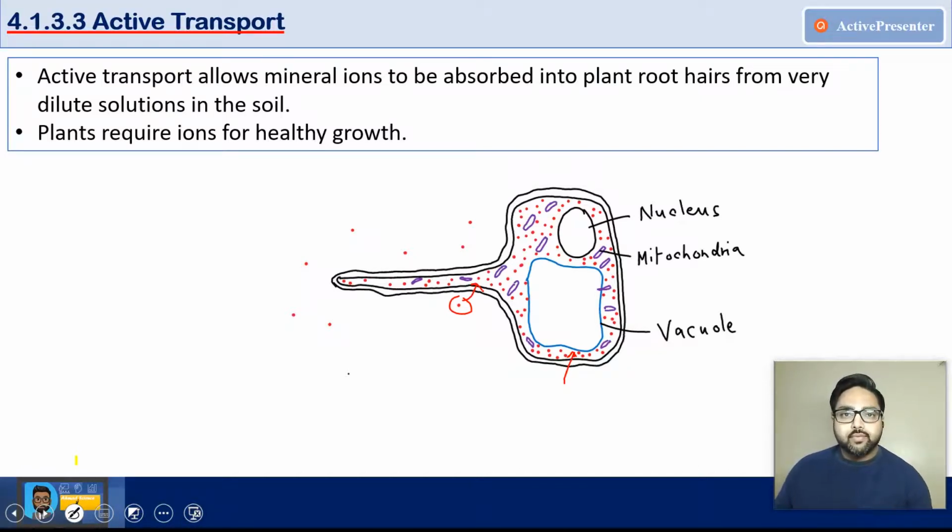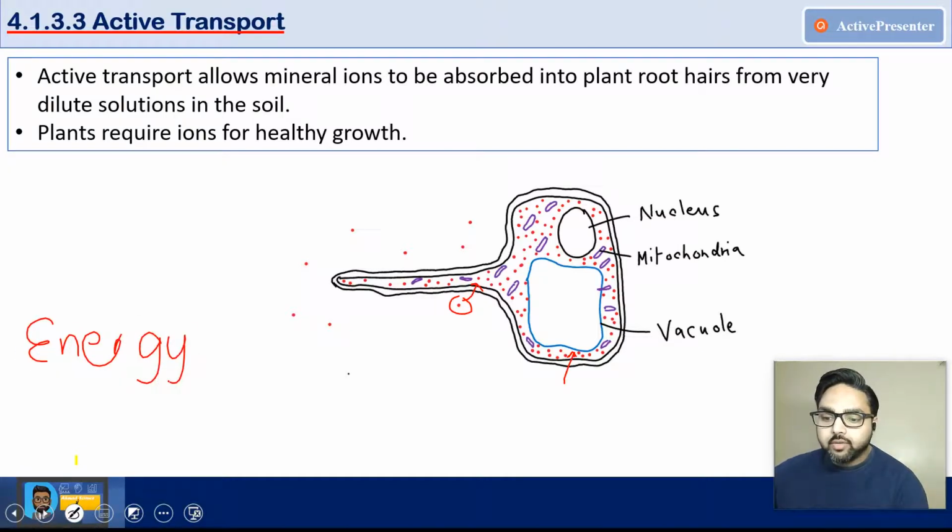So what do you need if you're going in the opposite direction? Well, you need energy. And where does energy in cells come from? Well, it comes from the process of respiration, which takes place predominantly in the mitochondria. So the two things that you need in order for active transport to take place are glucose and oxygen.